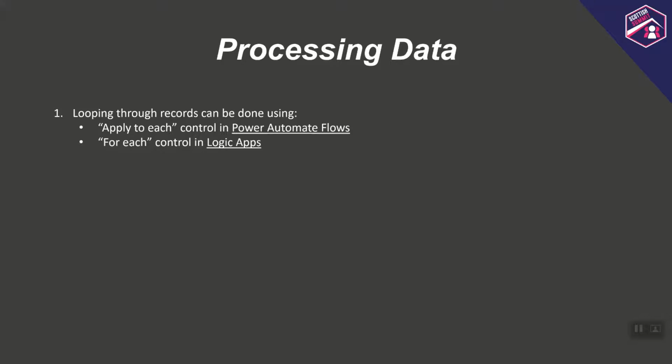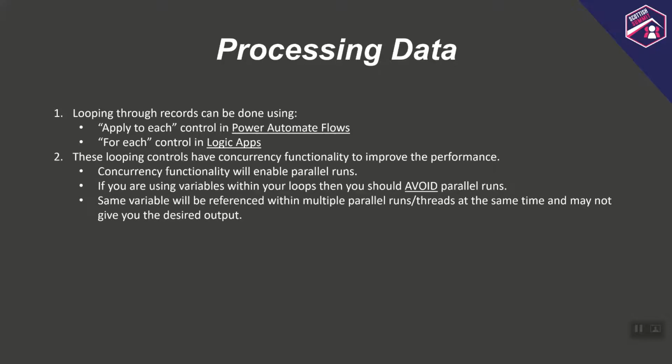Once you retrieve the data from the list action records, you would need some sort of a looping control to go through the records and process them. There are multiple types of looping controls in Power Automate flows and Logic Apps. The most commonly used ones are the apply to each control in Power Automate, and the equivalent control in Logic Apps is called the for each loop. There are other loops like while and do while loops, but these two are the most commonly used ones and the ones I use as well.